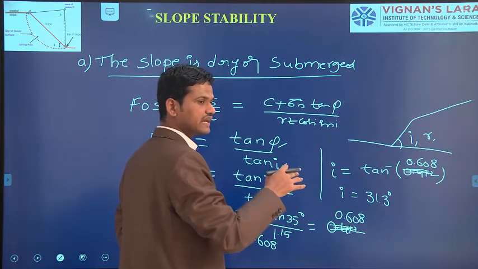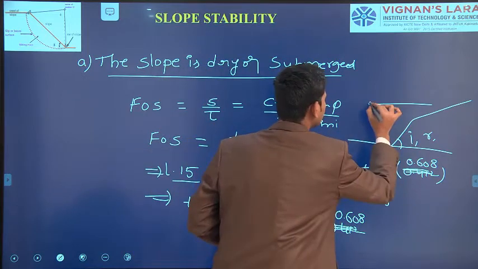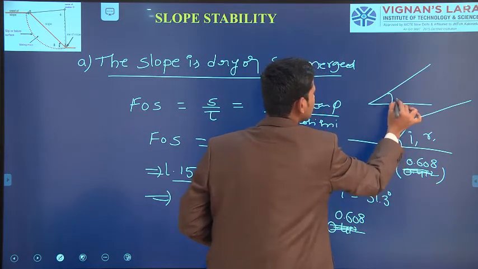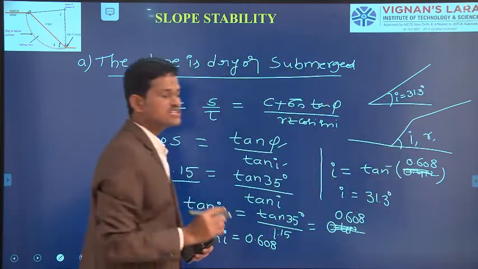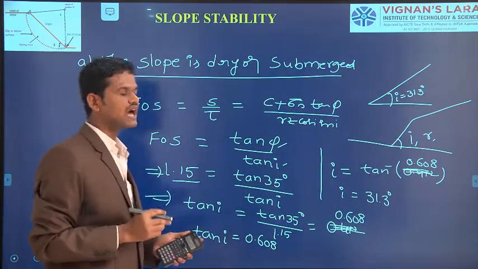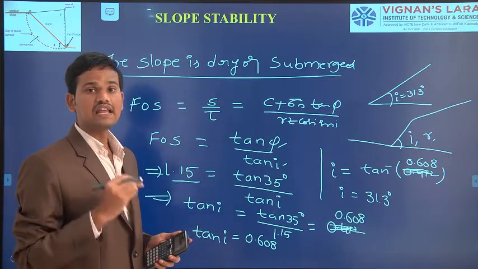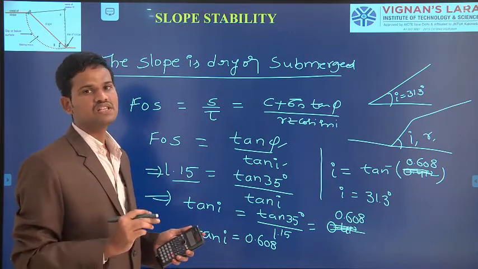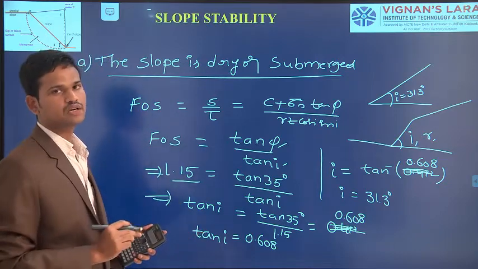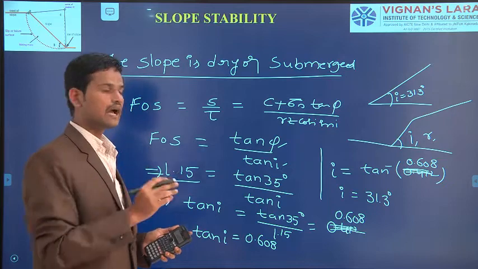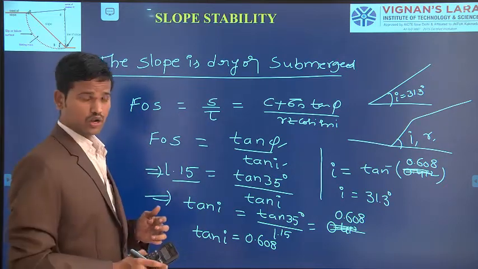if you take the soil mass as completely dry or completely submerged, the safe inclination of the soil mass will be 31.3 degrees. That means if you provide the slope with respect to the horizontal ground surface at 31.3 degrees, the soil mass or the slope is in a stable condition. That is the safe slope we have to provide for the given parameters of the soil of that embankment. Okay. Next, we will solve one more problem.